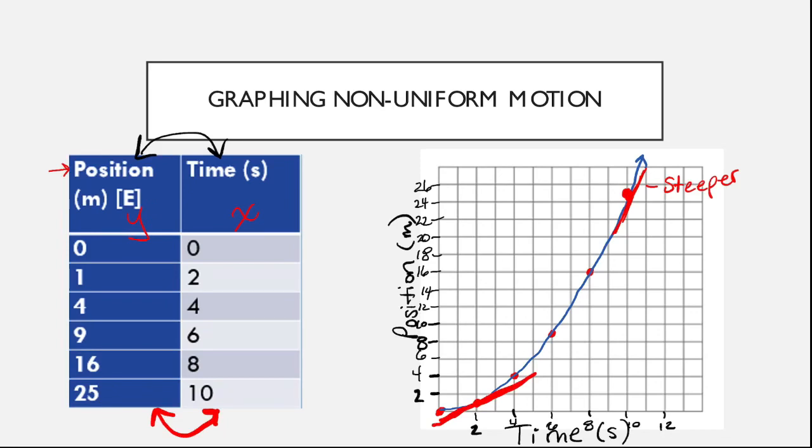So that means it's going faster here than it is here. This is a slower bit. So it's just saying, look, the line is getting steeper and steeper as we go along. So this guy is speeding up.